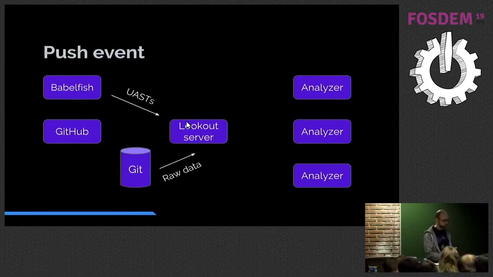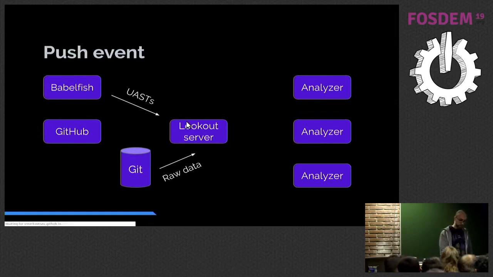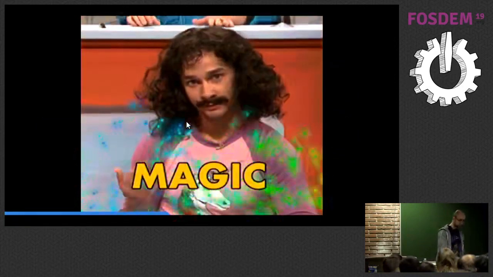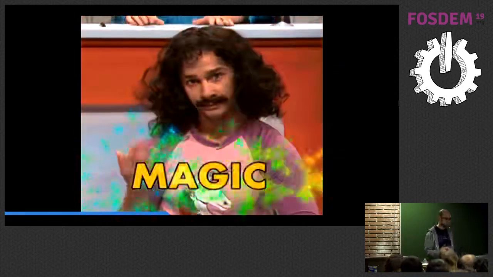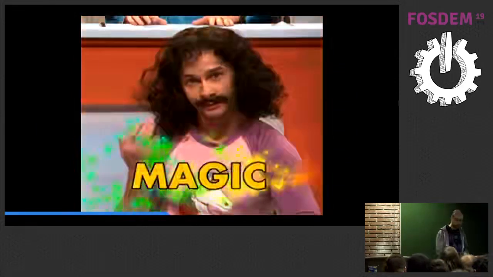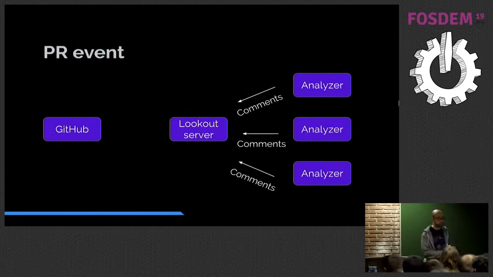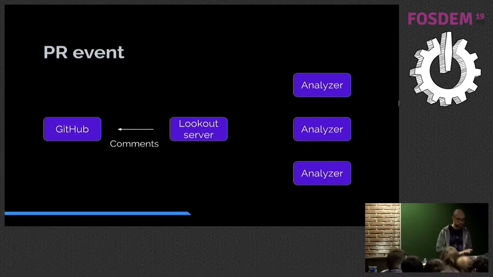Finally, it goes to Git, and it takes the raw contents of all the files which are involved. Then it responds with these data to analyzers. They do something. Machine learning or not, it's really up to you. They can be just rule-based, why not? Then they report the status back. It's a push event, so we don't really expect anything in return, and that's it. In terms of pull requests, they respond with comments, with fixes. What they found is problematic with the pull request. And Lookout server aggregates it and sends comments back to GitHub. So it's kind of simple.